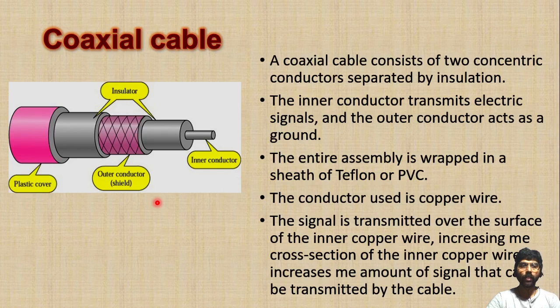Next one is called coaxial cable. Coaxial cable consists of two concentric conductors, and these concentric conductors are separated by some insulators. The inner conductor transmits the electric signal, and the outer conductor acts as a ground. This outer conductor also reduces the noise from external factors.